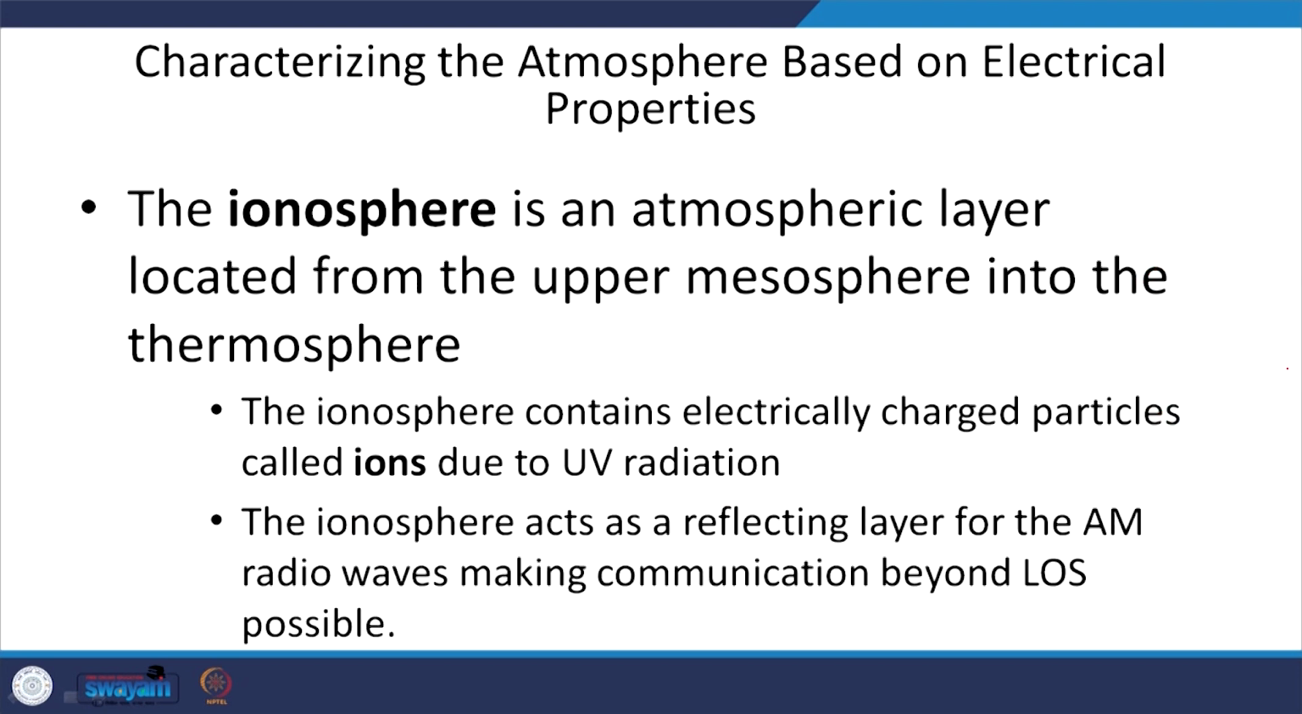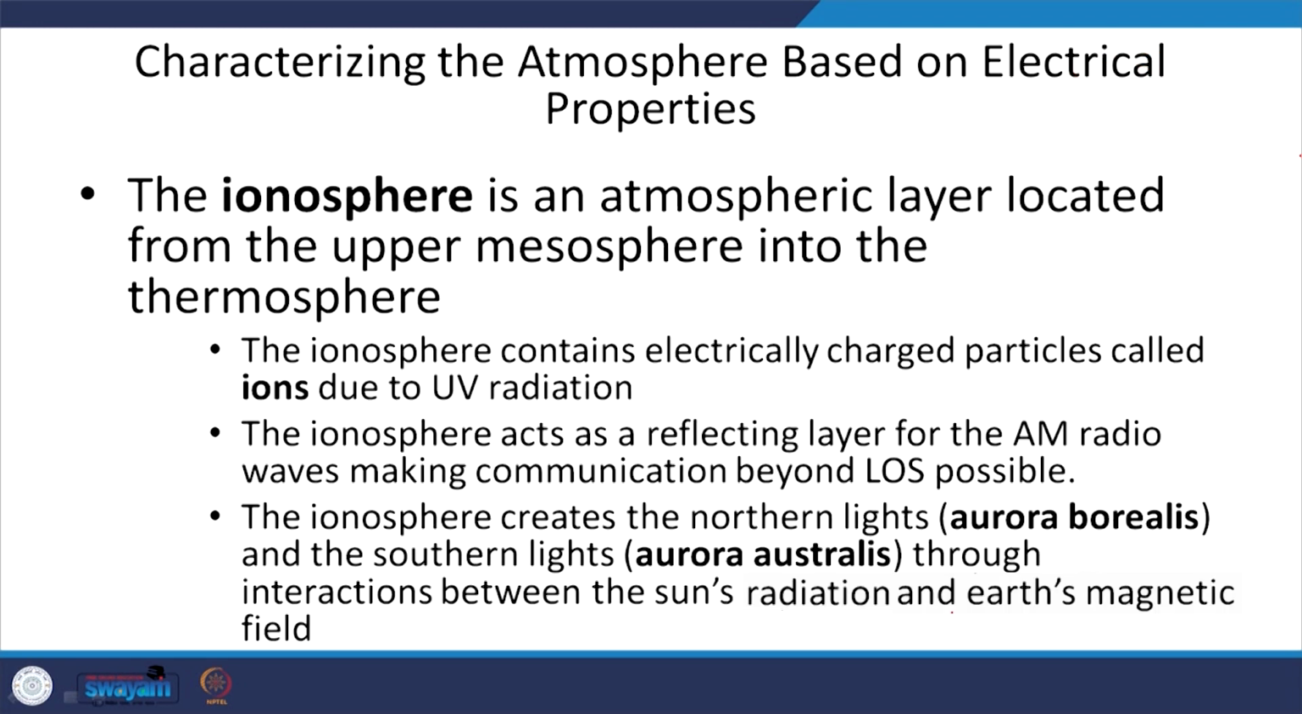Okay. So, the ionosphere acts as a reflecting layer for the amplitude modulated radio waves, making communication beyond the line of sight possible. Generally, the communication is possible between line of sight reception points, right. If you want to achieve communication beyond the line of sight, then you have to resort to some radiation whose wavelength is sufficiently large, so that it travels all the way from here to here. It is the ionosphere which acts as a reflecting layer on the top and makes the communication possible beyond the line of sight.